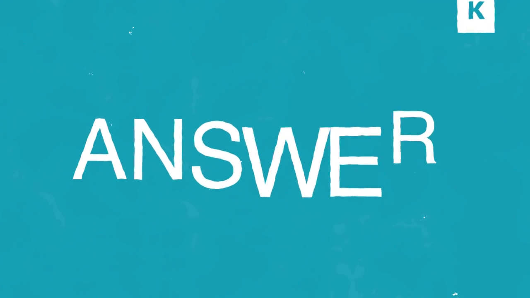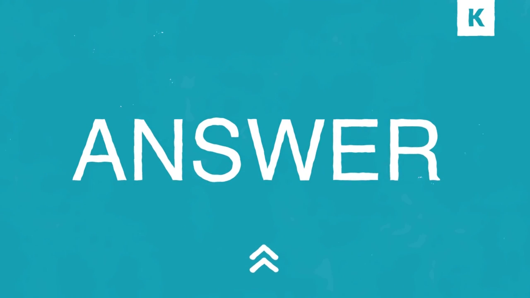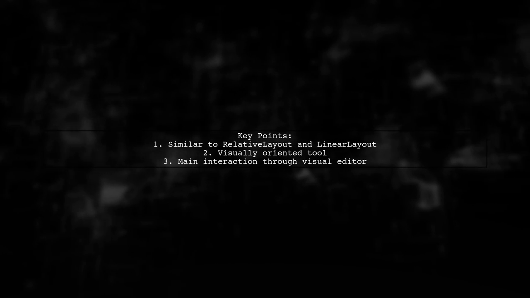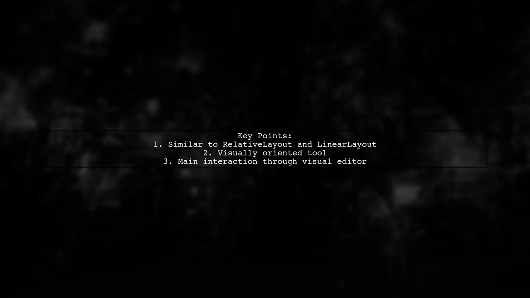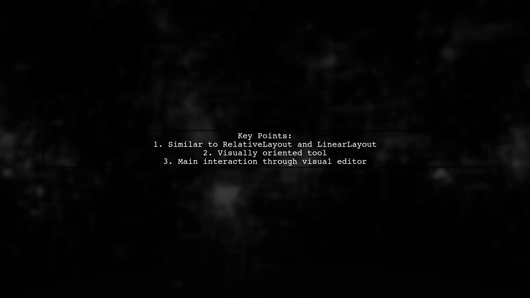Let's now look at a user-suggested answer. Constraint layout is similar to other layouts like relative layout and linear layout, using familiar attributes. It's designed as a visually oriented tool, primarily for developers to create layouts using a visual editor. The main goal of constraint layout is to help developers create complex layouts that load quickly, reducing the layout hierarchies seen in other layout types.